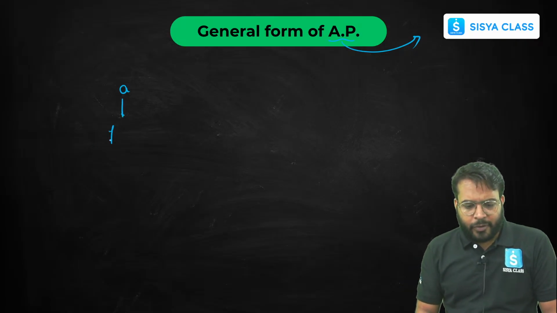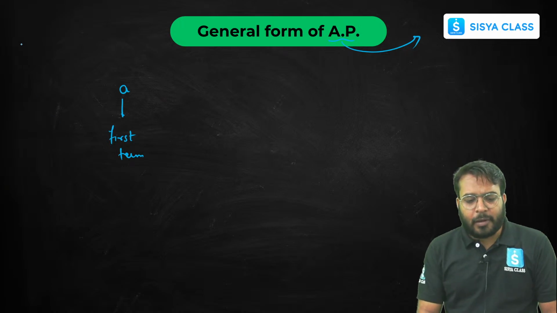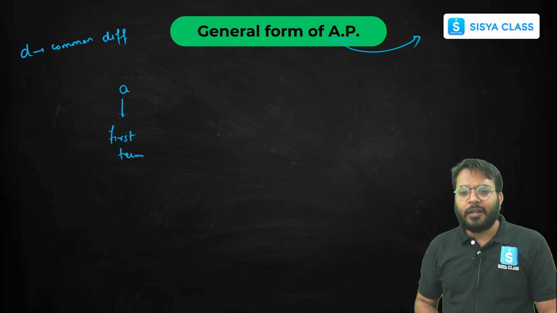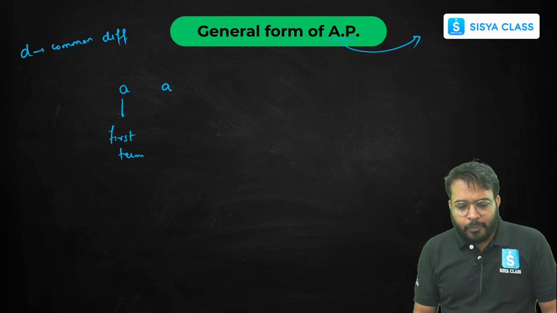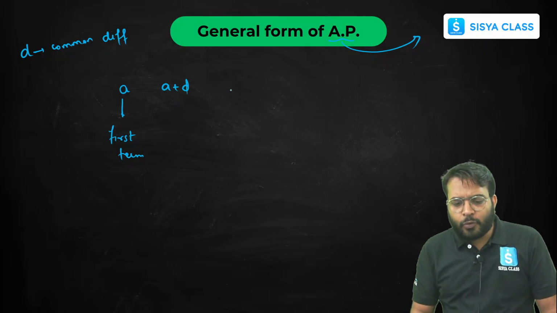Suppose my first term is A. What is going to be my next term, beta, if I'm assuming that my common difference is D? My next term is going to be A plus D, exactly. And the next term is again plus D.